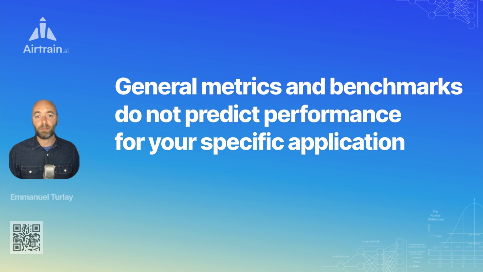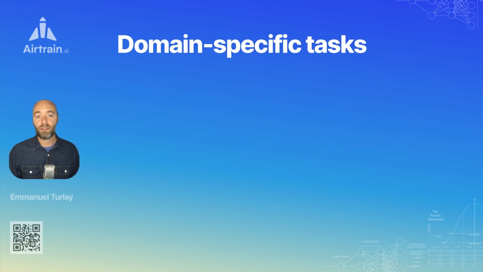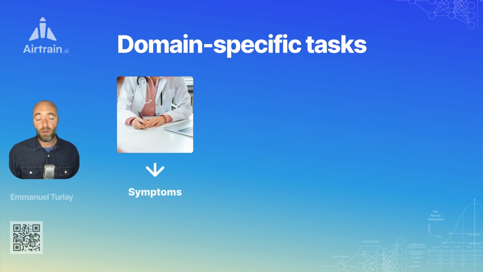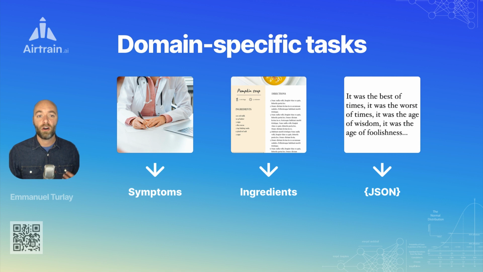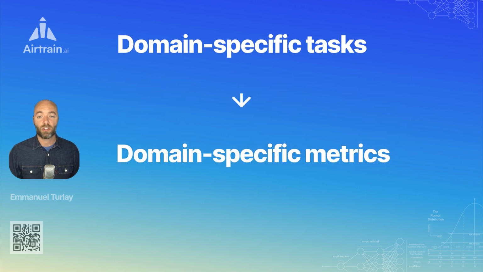All these metrics and benchmarks are very useful to draw a landscape of how LLMs compare to one another. But they do not tell you how they perform for your particular task on the type of input data that will be fed by your application. For example, if you're trying to extract symptoms from a doctor's notes, or extract ingredients from a recipe, or form a JSON payload to query an API, these metrics will not tell you how each model performs. So each application needs to come up with its own evaluation procedure, which is a lot of work.